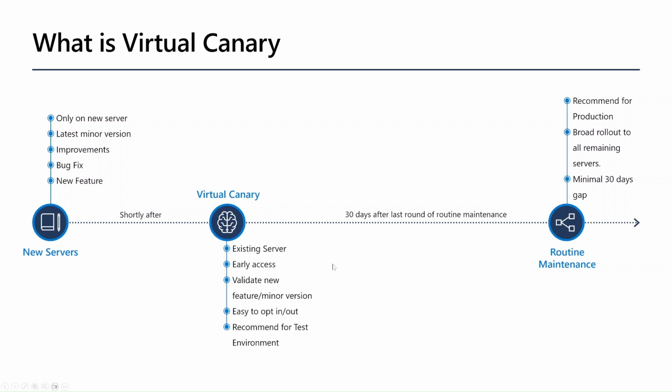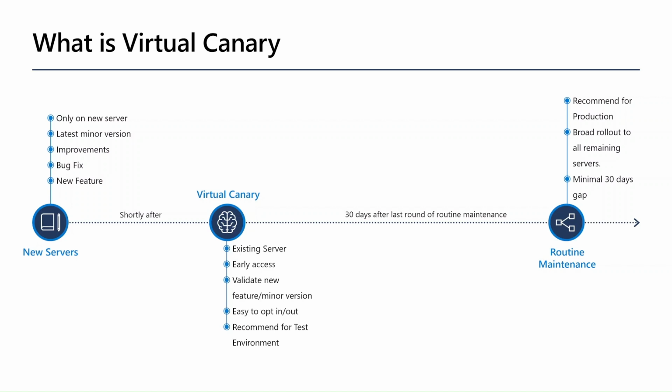And phase two, Virtual Canary. Shortly after the new version is made available to new servers, it is made available to existing servers in Virtual Canary. Unlike routine maintenance, this phase doesn't follow the usual 30 days gap, allowing for early access to updates. Customers can test their workloads in a controlled environment, provide feedback, and opt in or opt out very easily. This phase is especially ideal for test environments or burstable SKU servers, where early adoption poses minimum risk.